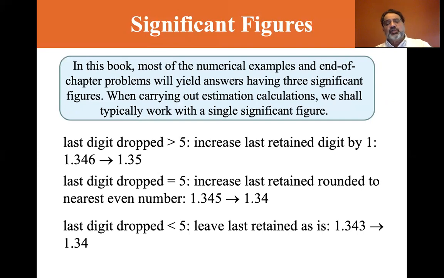The last digit is dropped if it's less than 5. Leave the last retained digit as is: 1.343, you make it 1.34. I think those first and last rules we're all used to. I guess we would change the first rule to: if the last digit dropped is greater than or equal to 5, then increase the last retained digit by 1. He gives an explanation in the text as to why he uses this. I don't necessarily agree with it, but that's okay.